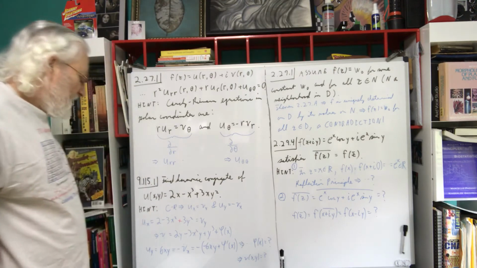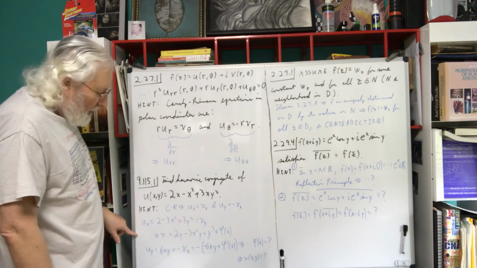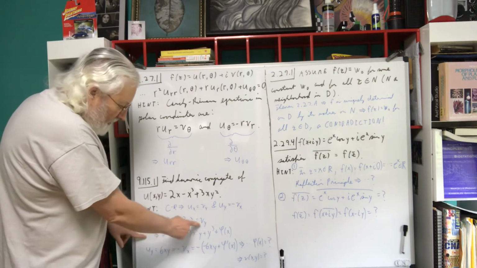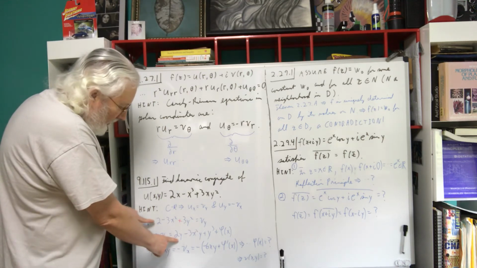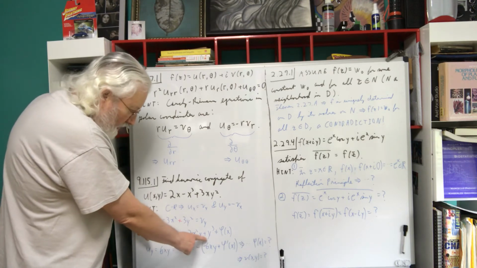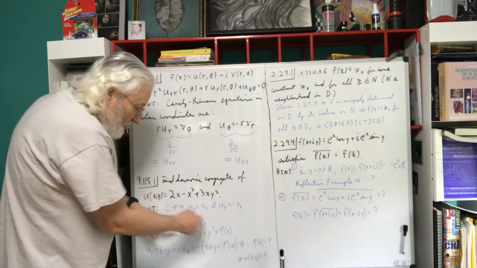Let's check it. If this is right, I should be able to differentiate both sides with respect to y and get the previous line. Partial of v with respect to y, v sub y. Derivative with respect to y would be 2, would be negative 3x squared, would be 3y squared, and yeah, it would be 0, so that's gone.